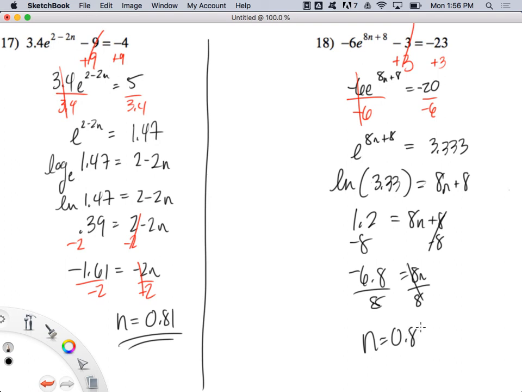N equals 0.85. All right, let's look one more time. Look, I added 3 to both sides. Wait, what? Yeah, negative 0.85. How do you get that? I added 3 to both sides. Just follow. I get negative 20. Divide both sides by negative 6. I get 3.33. Take the ln. ln of 3.33 equals 8n plus 8. Hold on. You followed that.